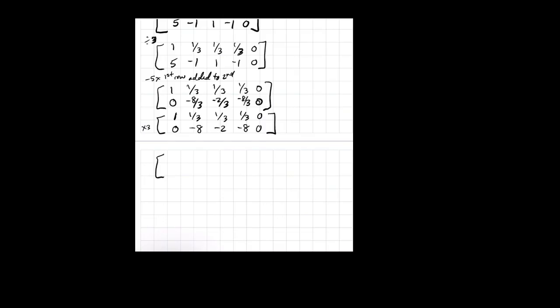Now what are we looking at? Probably going to divide by what? Yeah, divide that second row by -8. So we got 1, 1/3, 1/3, 1/3, 0. Then we got 0. So -8 divided by -8 is 1. -2 divided by -8 would be 1/4. Then -8 divided by -8 would be 1. And then we've got a 0 here.